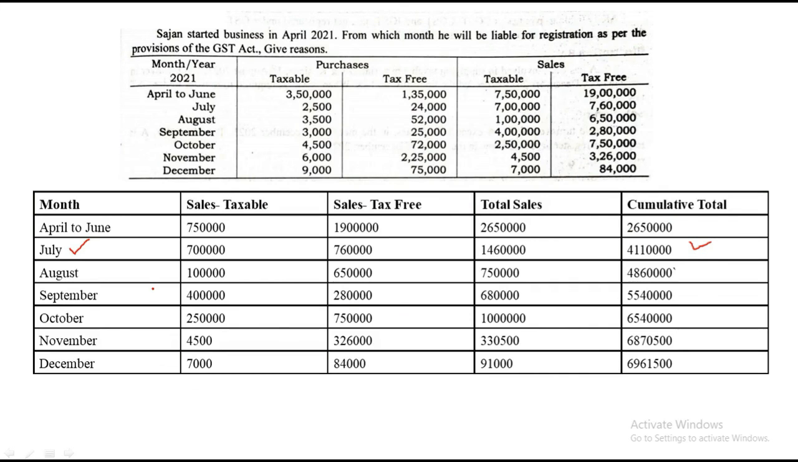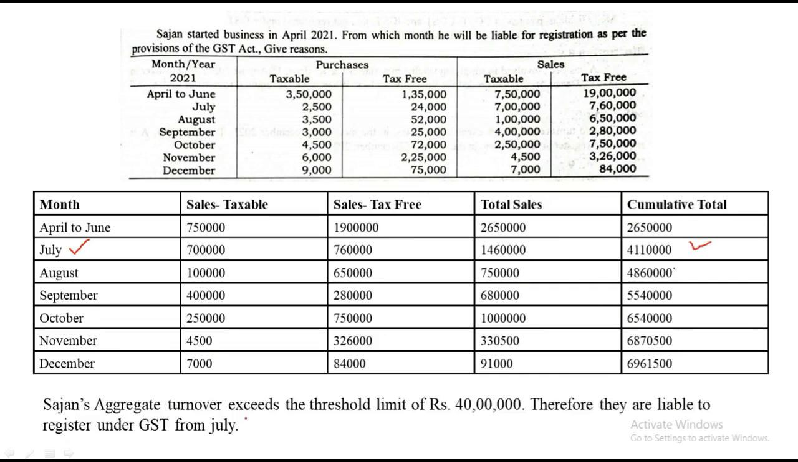So we'll write now. My conclusion will be: Sergeant's aggregate turnover has exceeded the threshold limit of 40 lakhs. Therefore, they are liable to register under GST from the month of July. That is it. The sum doesn't require any other calculation. We just have to find whether the person is liable to register or not, based on certain conditions.